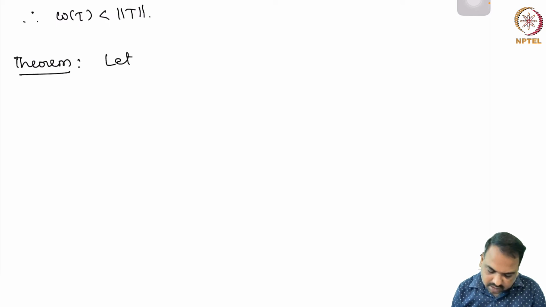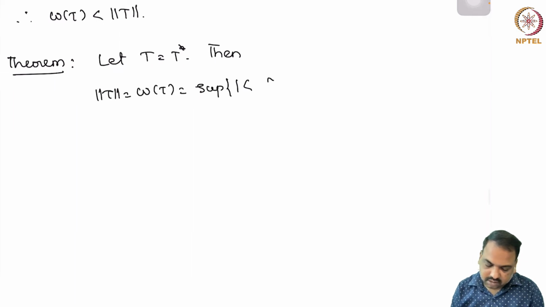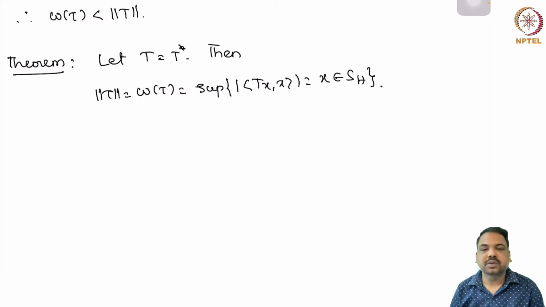Theorem: let T be a self-adjoint operator. Then we can say that norm of T, that is the numerical radius, is nothing but the supremum of the modulus of the inner product of Tx with x, where x is coming from the unit sphere.